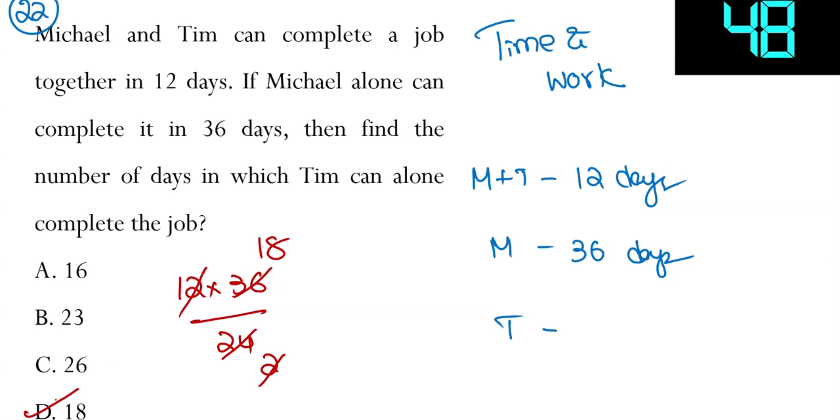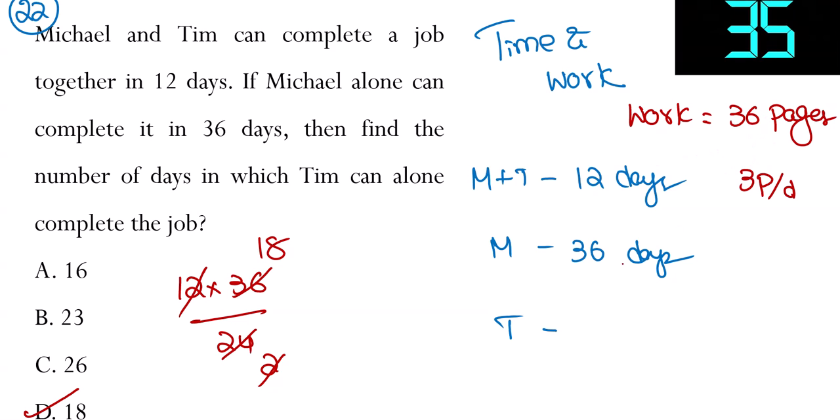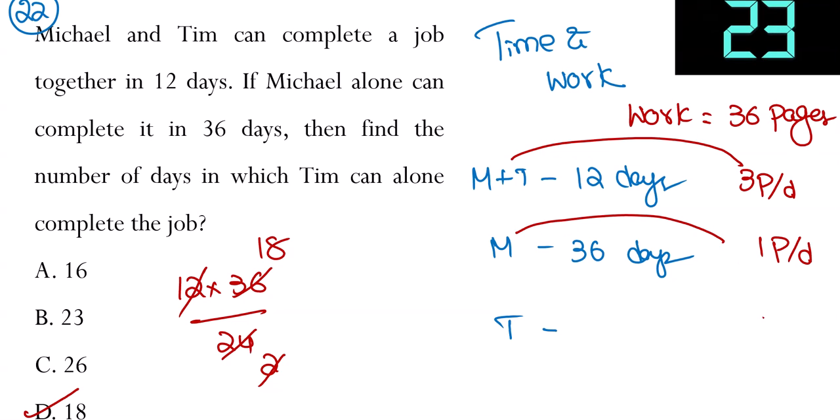Or else our basic method: first we have to fix the work. For 12 and 36, the LCM is 36. We are assuming work is 36 pages. 36 pages typed in 12 days, 3 pages per day. 36 pages in 36 days means 1 page per day. Together, two people, Mike and Tim, can type 3 pages. Mike alone 1, then Tim can do 2 pages per day. Together 3. One person 1 page per day, Tim should be 2 pages, then only we'll get the mapping.